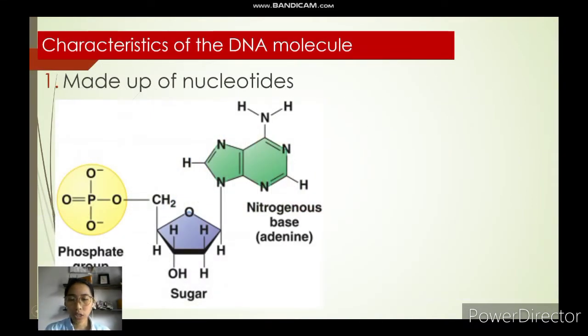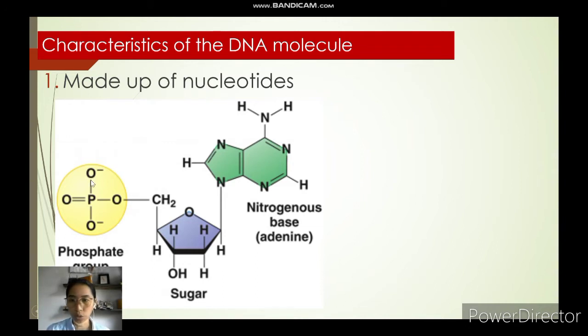So let's start first with knowing what the DNA looks like. The characteristics of the DNA start with number 1. It is made up of nucleotides. Ang building blocks sa ato ang DNA molecule, no, kay gitawag na siya nga nucleotides. Kada isa ka nucleotide, ang iyang composition kay tulo ka parts.